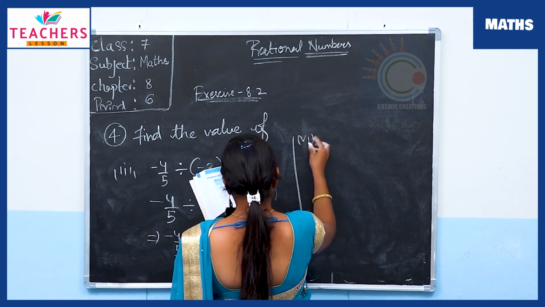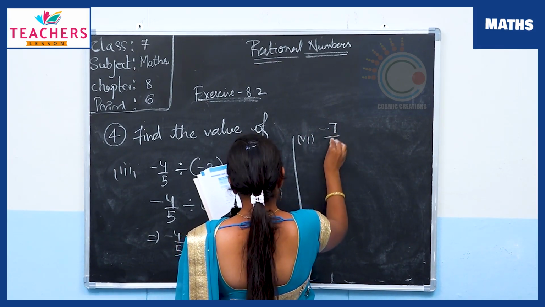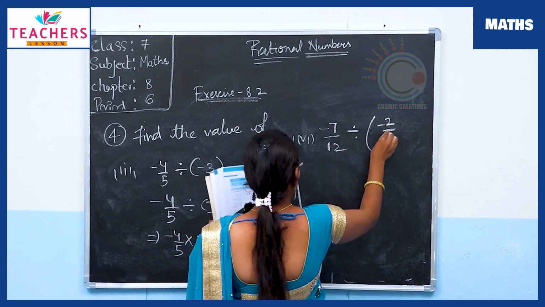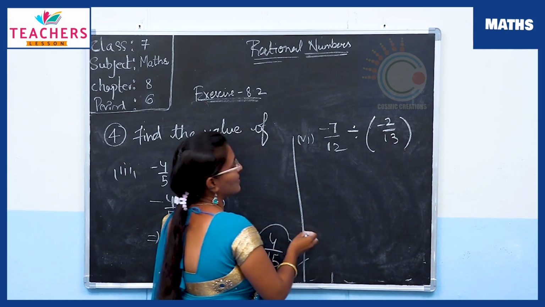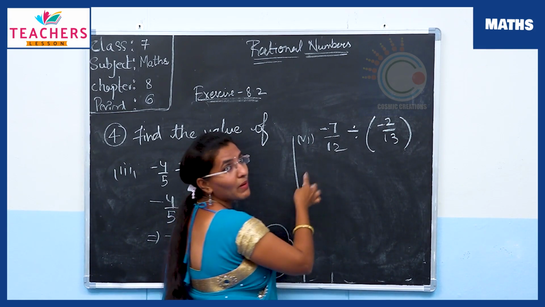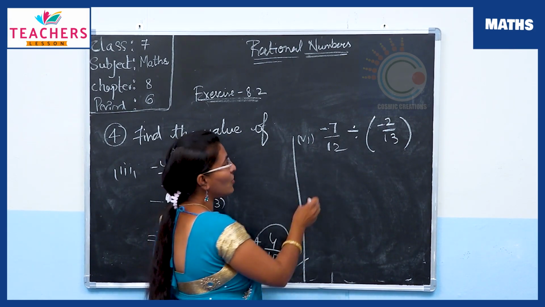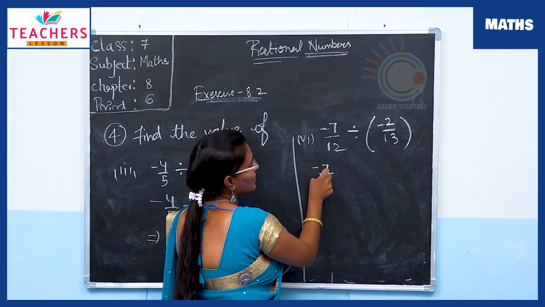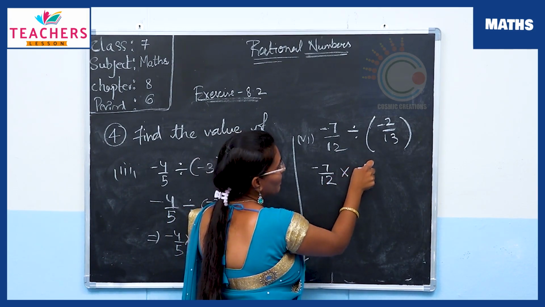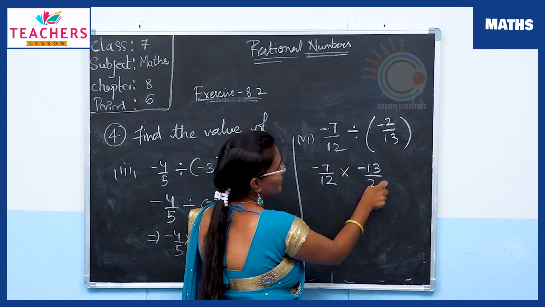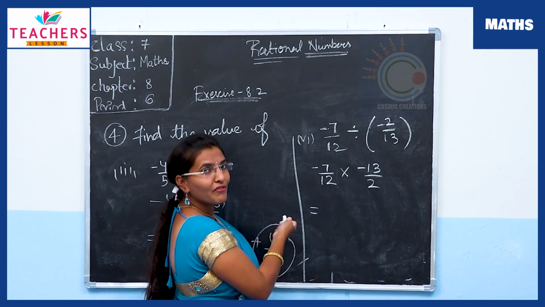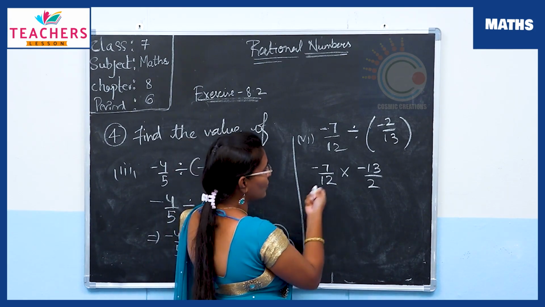Yes, sixth bit. Minus 7 by 12 divided by minus 2 by 13. Yes. So if you carefully observe, you have to be cautious about the symbol, students. Okay, do not get confused. Minus 7 by 12 and multiplicative inverse, what can we do? Into minus 13 by 2. Can I write this? Yes. So now any cancellations here itself you can do, right? So yes, no more cancellations.